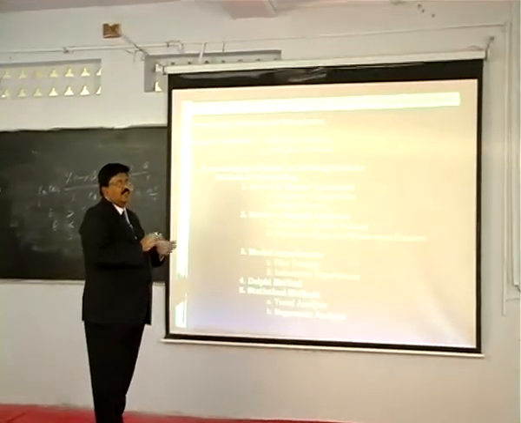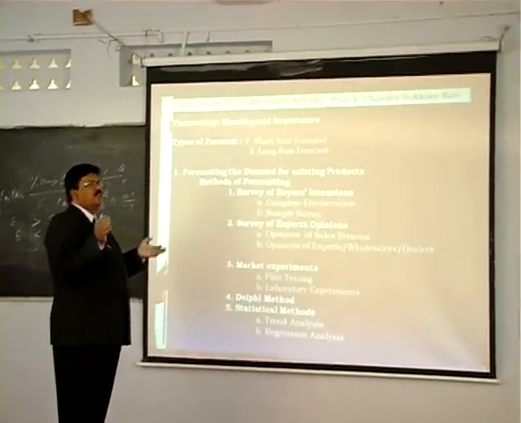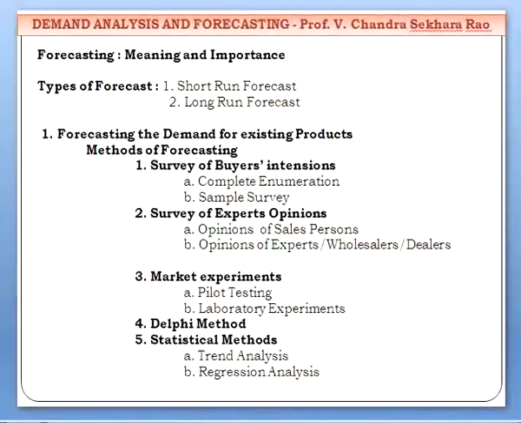But when the customers are large and widely spread, complete enumeration, a 100% survey, is not possible. Then you have to use sample survey methods only. Sample survey means simple sampling or random sampling or stratified random sampling, like that. So that is one way. Asking the customer to know their purchase intentions and buying requirements is the best method.